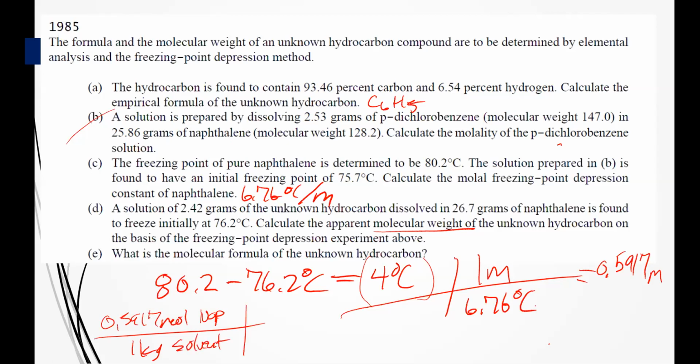Now, I don't have 1 kilogram of it. I only have 26.7 grams, so 0.0267 kilograms. And so it tells me that I have 0.0158 moles of my naphthalene.